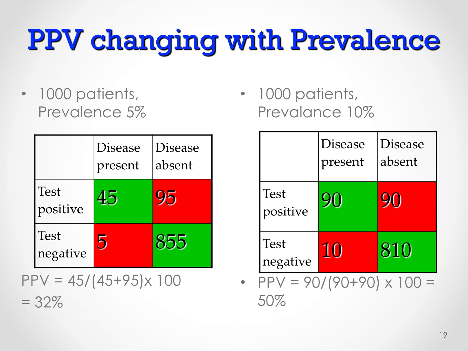On the right, I've done the calculation only with a prevalence of 10%, and what you can see here is that the higher the prevalence, the higher the positive predictive value.